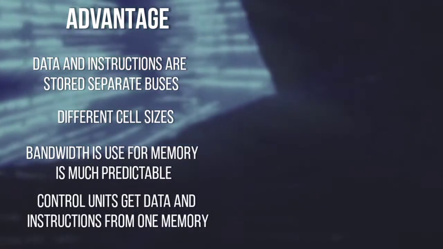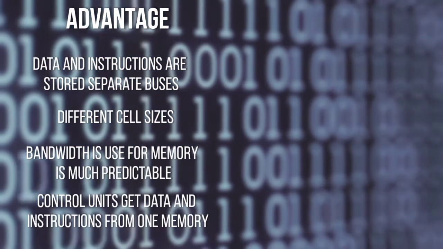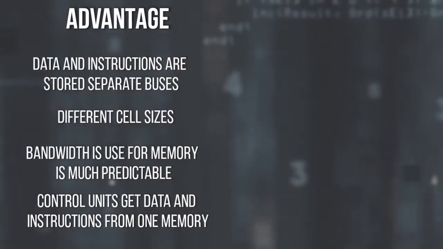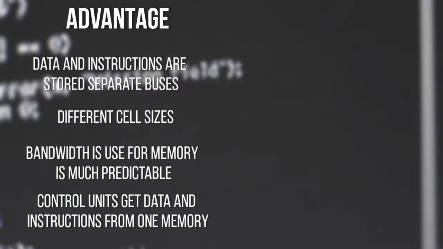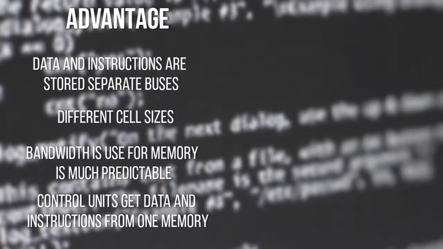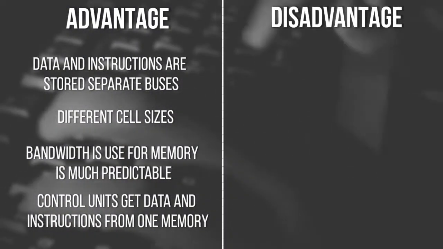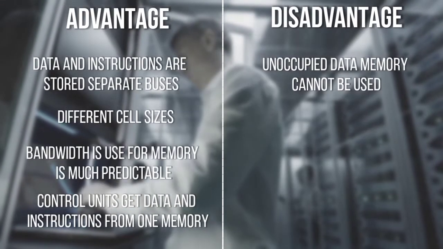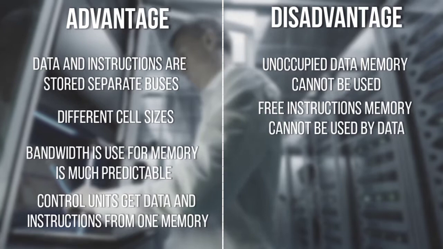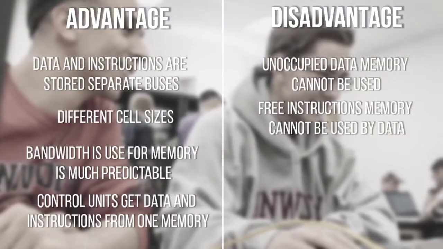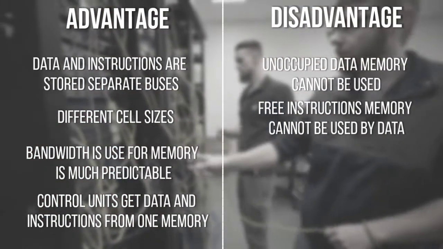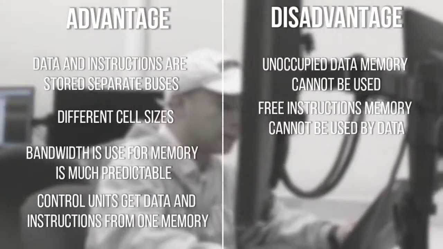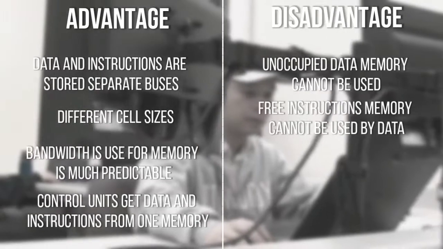Control units get data and instructions from one memory, thus it simplifies the architecture of the control unit. The disadvantage of Harvard architecture is that the unoccupied data memory cannot be used by instructions, and the free instruction memory cannot be used by data. Memory dedicated to each unit has to be balanced carefully. The program cannot be written by a machine on its own as it can be in von Neumann architecture.